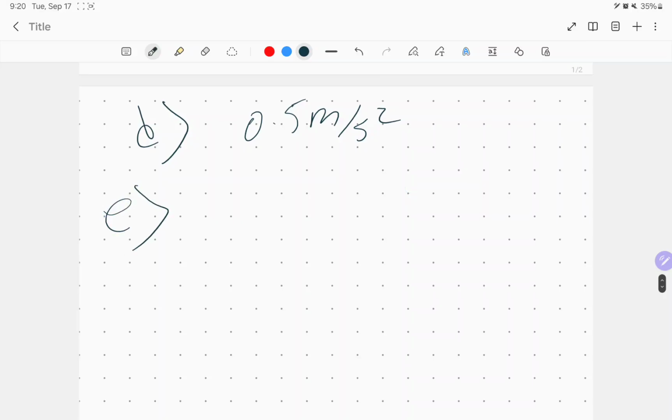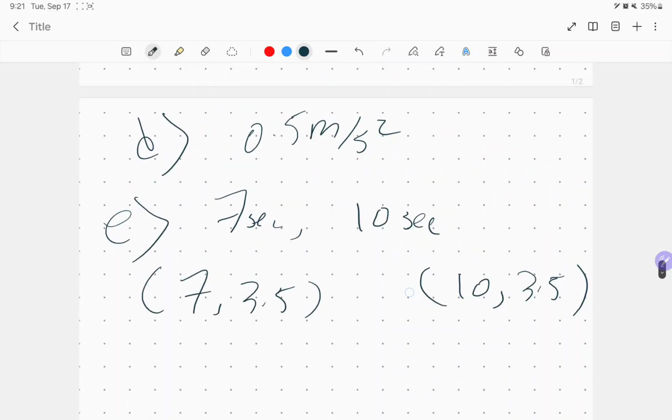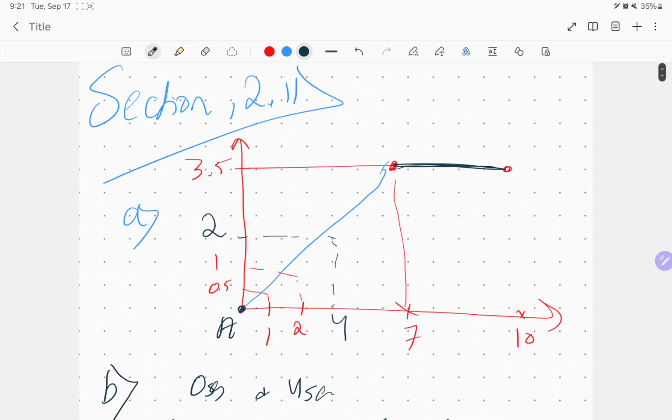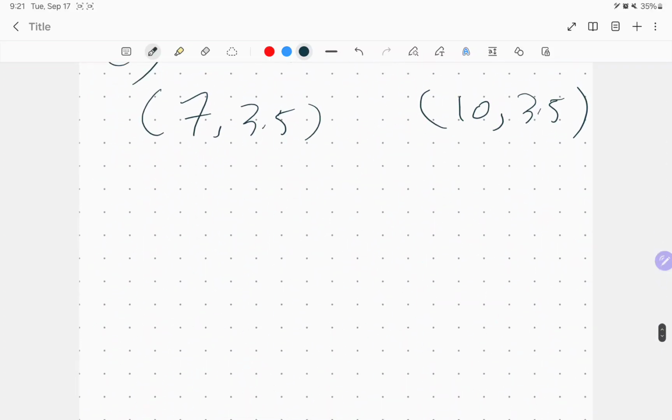Now part E is telling me to find the slope of the graph between 7 second and 10 second. Okay, let's find it. At 7 second, velocity was 3.5. At 10 second, it was also 3.5. Let's get the slope. The graph is horizontal. Horizontal means it's constant. Constant velocity and acceleration is 0. But let's prove it. Let's prove acceleration is 0 over here. There is no increasing, just moving at a constant velocity.